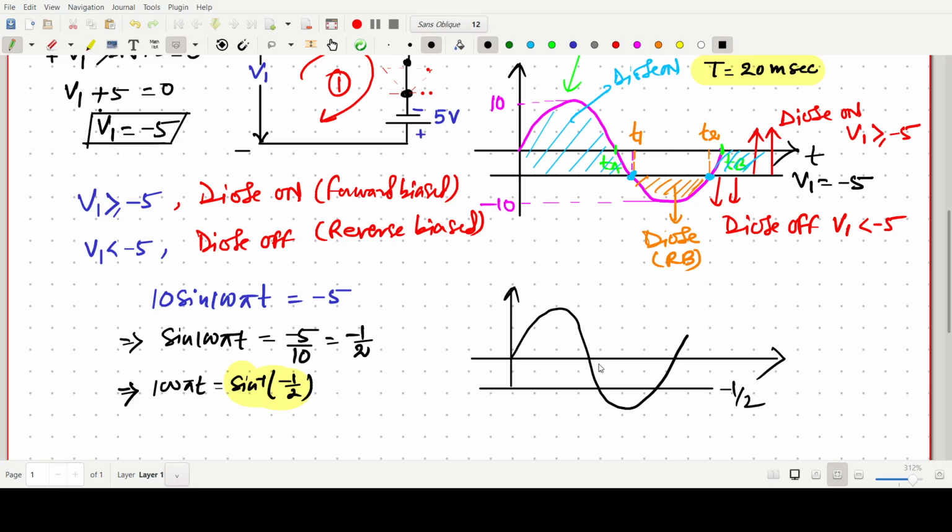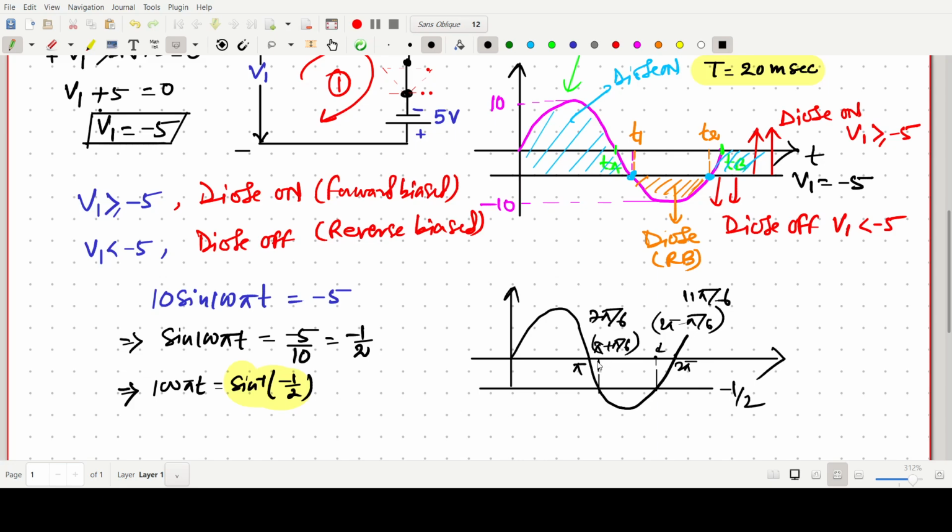Now we have to find what this point is. This point will be pi plus pi by 6, and this point is 2 pi minus pi by 6. Is it okay or no? Or directly you can use the calculator. So it should be 7 pi by 6 and 11 pi by 6. Is it okay or no?